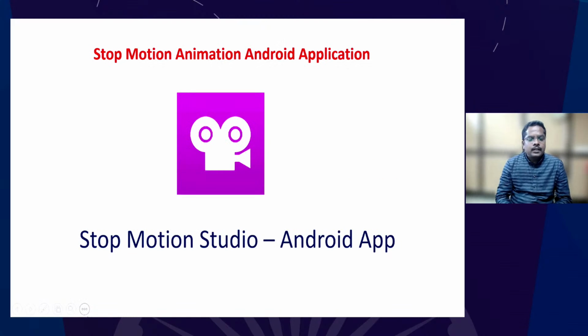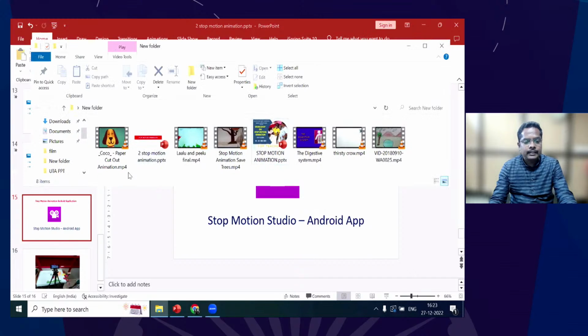Okay. Now, in the Play Store, there is an Android app called Stop Motion Studio. It's freeware. It gives more features. You can create an animation using this Android app. Now, I will show some sample videos so that you will get some ideas. Here, I would like to share one video.